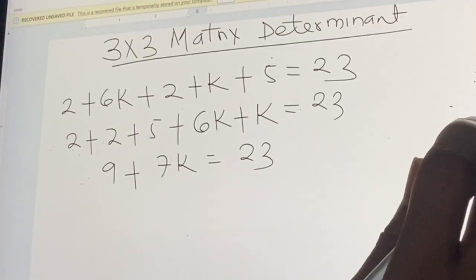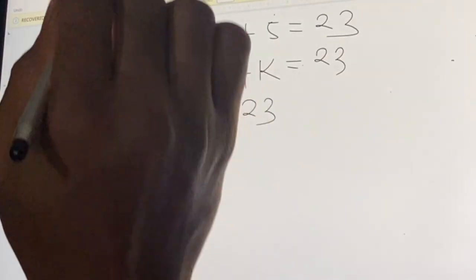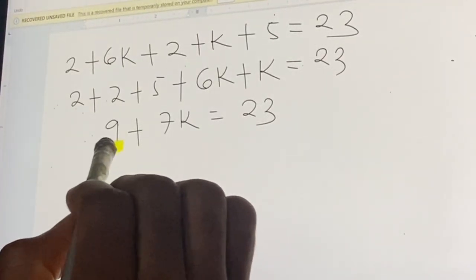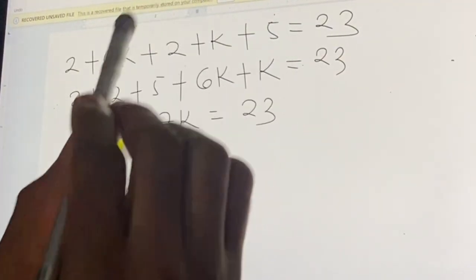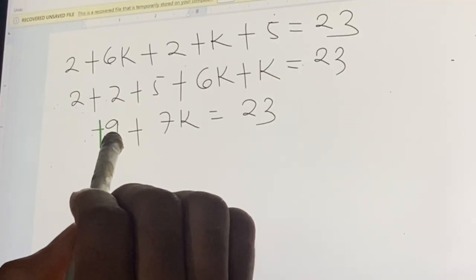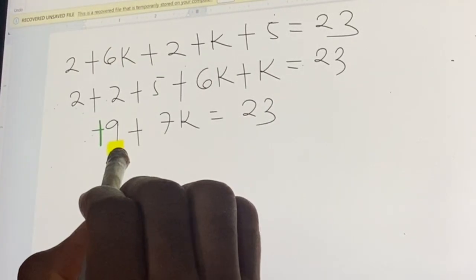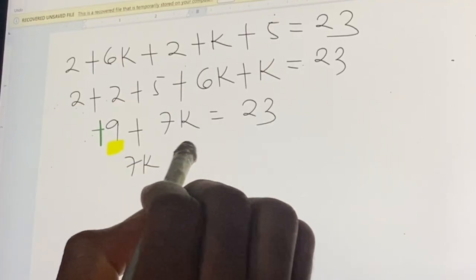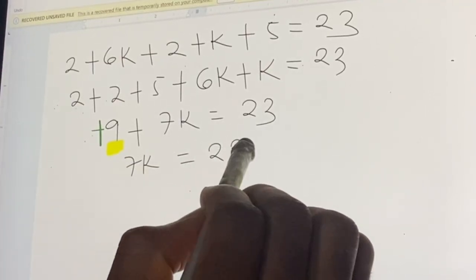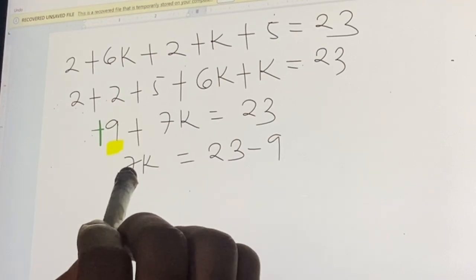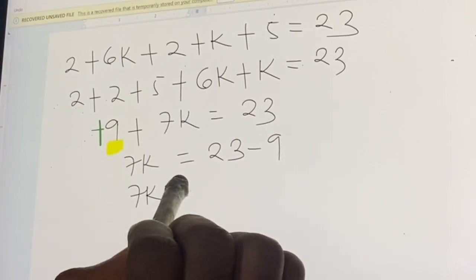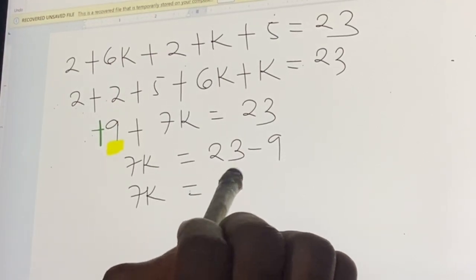So let's take like terms. This is a number here. Taking plus, there's an invisible plus here. Please take note. Taking plus 9 from left hand side to right hand side, I will have this to be 7k equal to 23 minus 9. So class, I will have this to be 7k will be equal to 14.